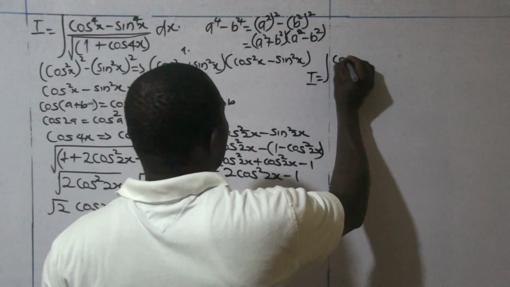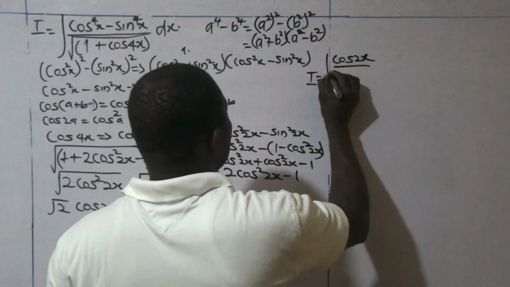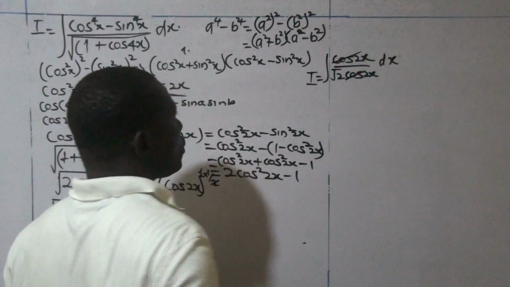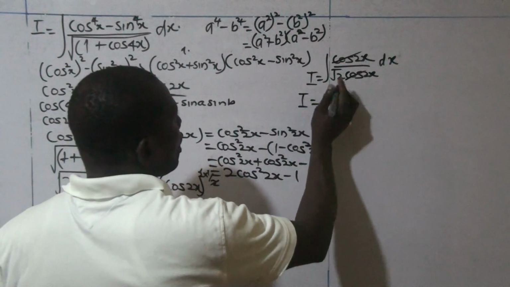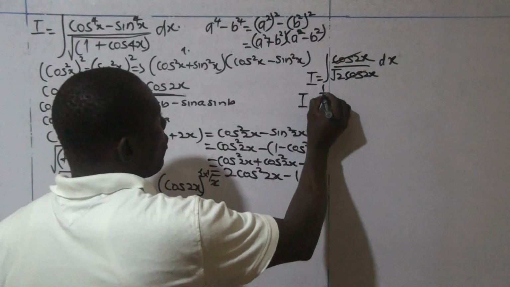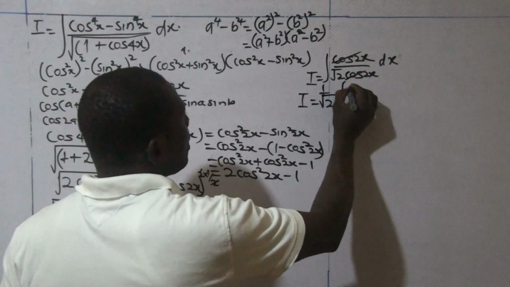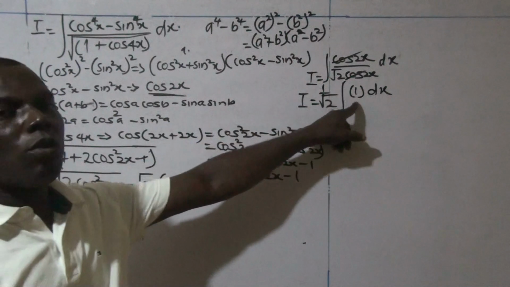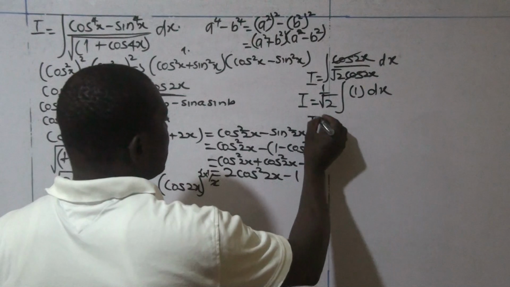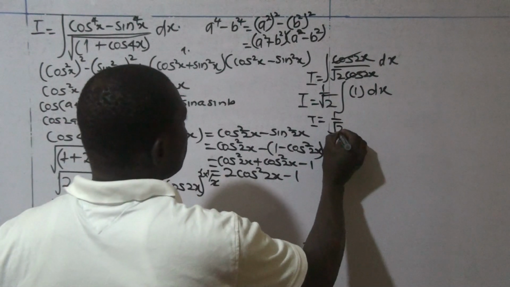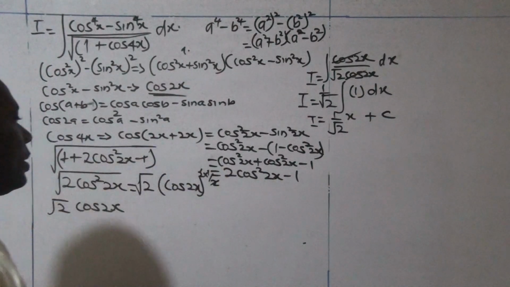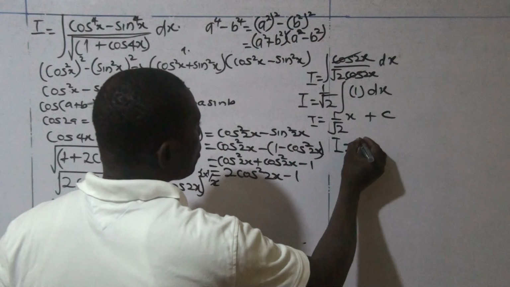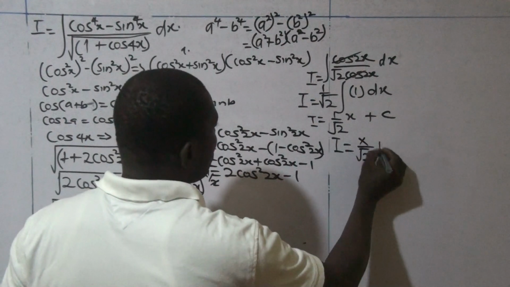the integral of cos 2x divided by root 2 cos 2x dx. Cos 2x cancels with cos 2x, and we will be left with 1 over the square root of 2, integral of 1 dx. And if we integrate 1, definitely our integral becomes 1 over the square root of 2 times x plus a constant c. So eventually our answer here becomes x over the square root of 2 plus c.